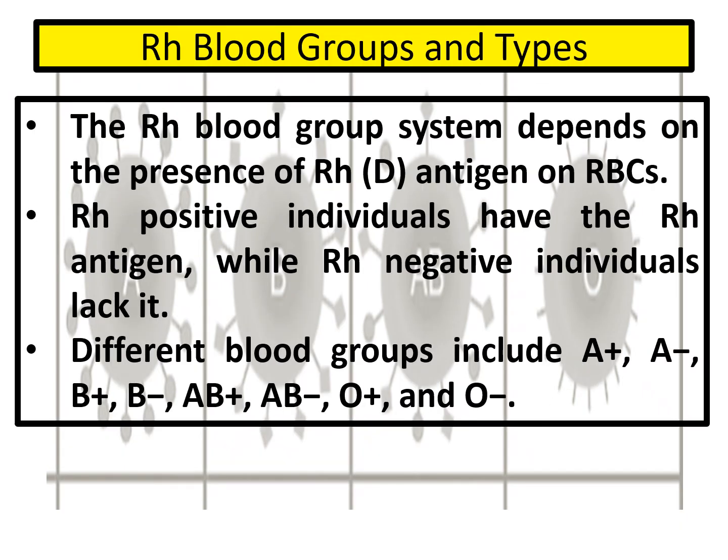Now, the Rh blood groups and types. We have already seen that the Rh blood grouping system depends upon the presence of this antigen. Rh positive individuals have the Rh antigen, while Rh negative individuals lack it. So, different blood groups include A plus, A minus, B plus, B minus, AB plus, AB minus, O plus, and O minus.